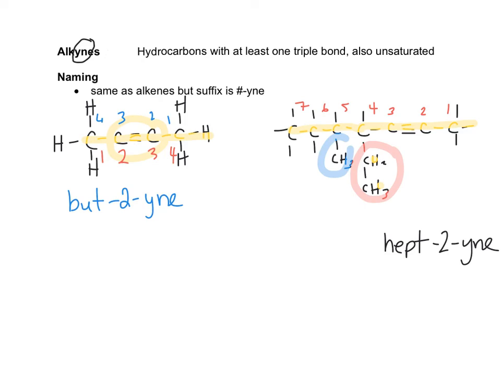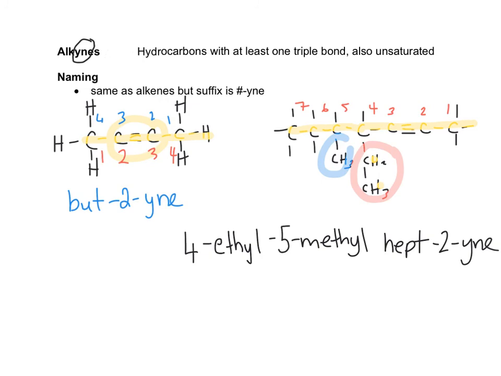So what we have to do is alphabetize them. Methyl, ethyl. E comes before M, so the ethyl comes before the methyl. And then you put in the numbers to indicate which carbon they're on. So the methyl group is on carbon 5. And the ethyl group is on carbon 4. So this structure is 4-ethyl-5-methyl-hept-2-yne.